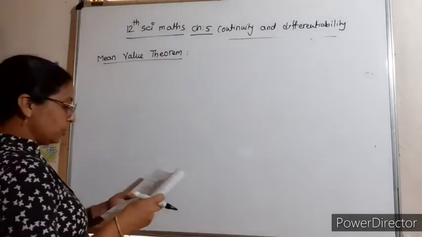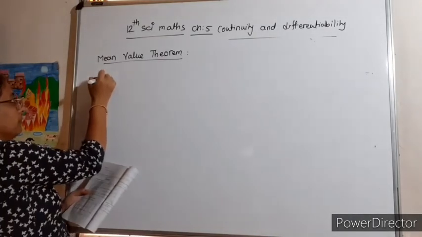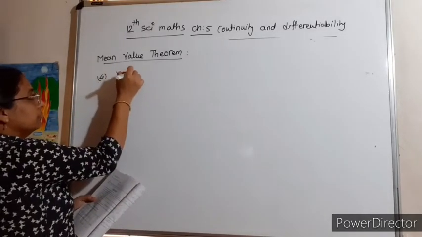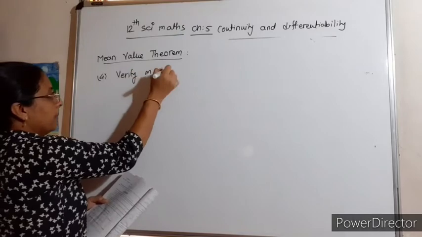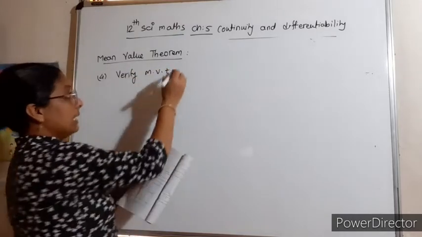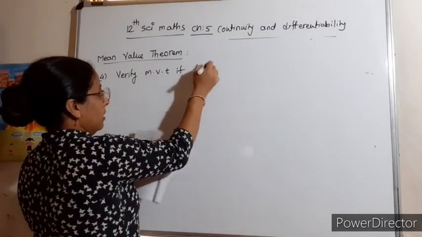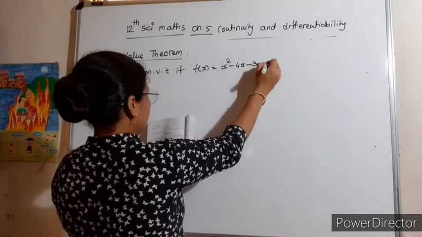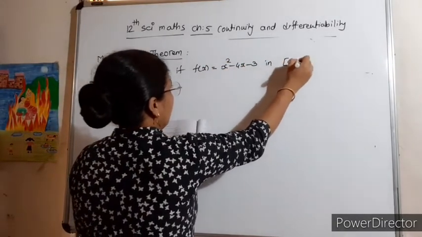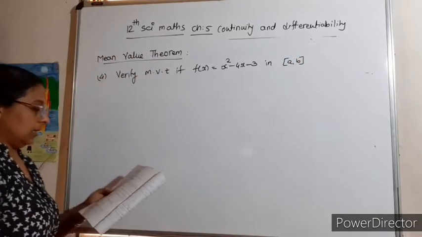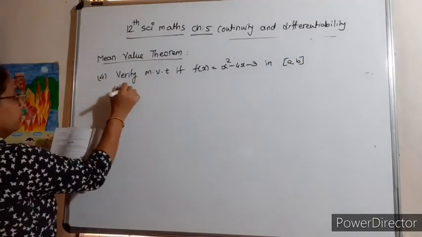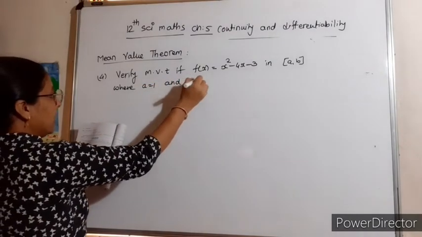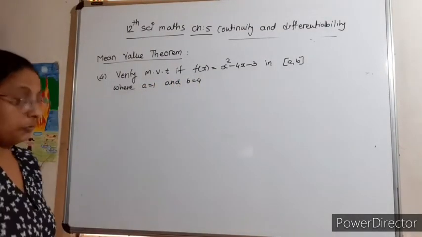Okay. Then we'll move on to the next question of this exercise. Exercise 5.8, question number 4. Verify mean value theorem if f of x is x square minus 4x minus 3 in interval AB, where A is equal to 1 and B is equal to 4.